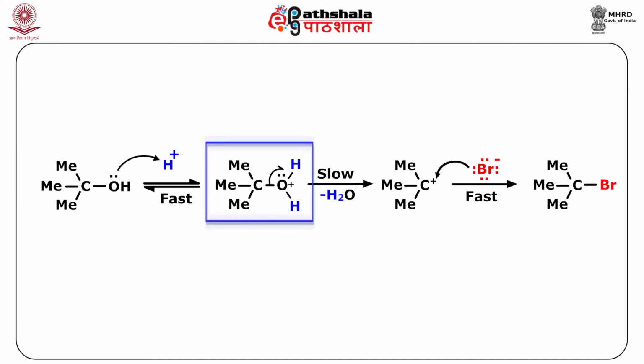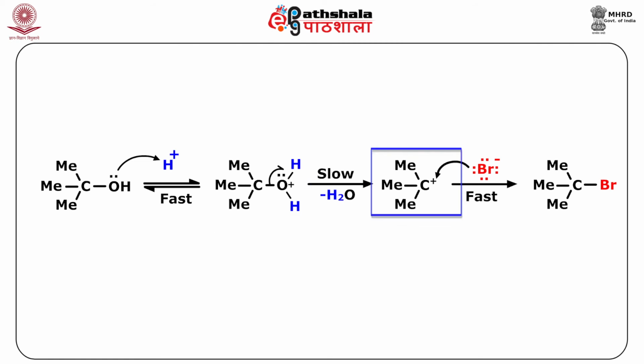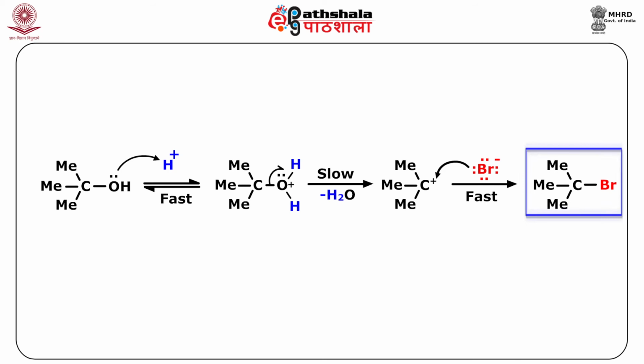Cleavage of the carbon-oxygen bond allows the loss of the leaving group, a neutral water molecule, to give a carbocation intermediate. Step 3 is the attack of the nucleophilic bromide ion on the electrophilic carbocation, which creates the alkyl bromide, the product. This reaction is clearly shown to you in this figure.